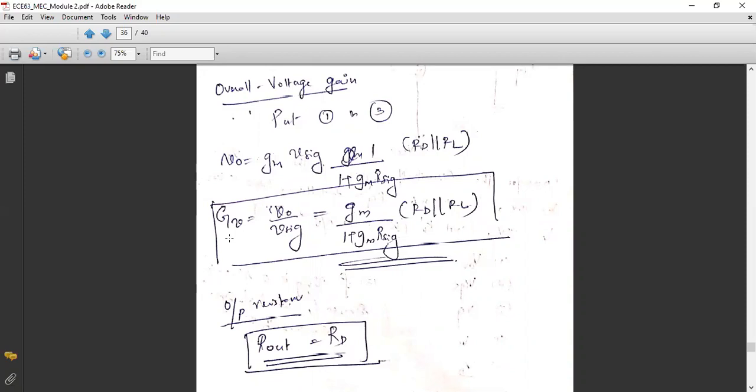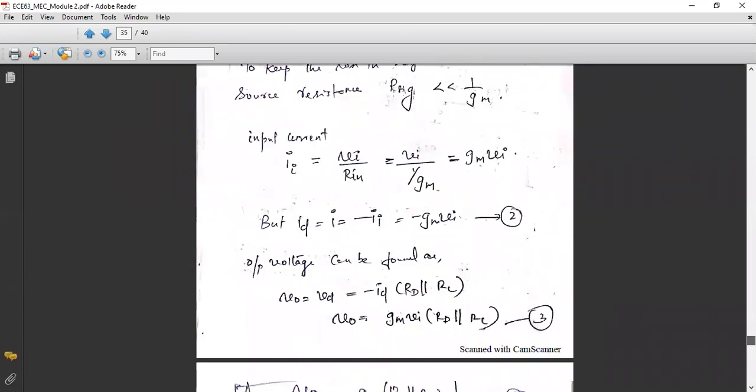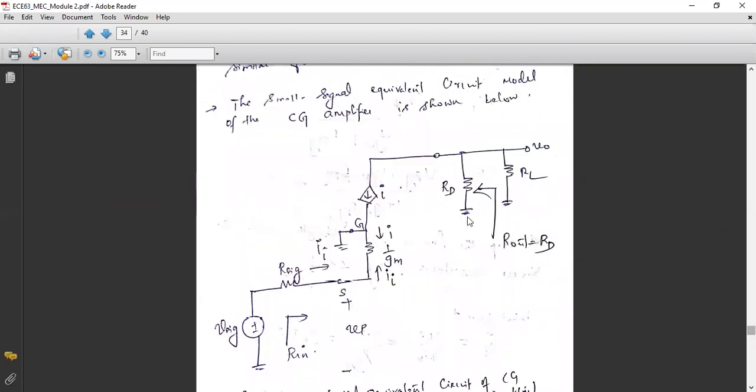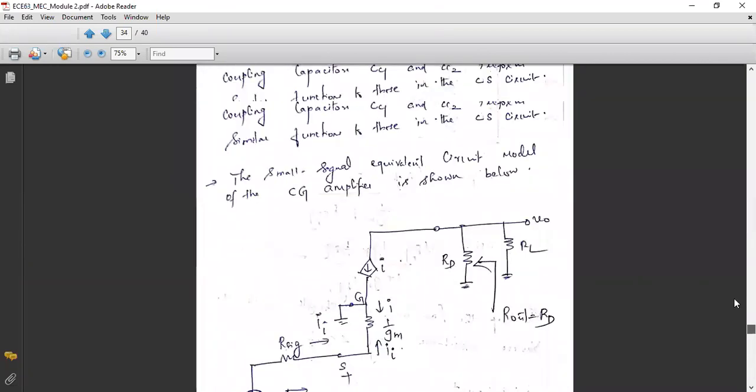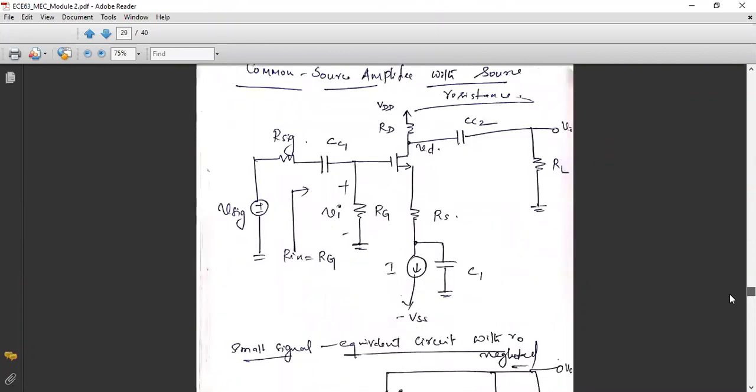Now coming to the last parameter, that is output resistance. If you want to find the output resistance from the circuit, see, when you check the output resistance, you have resistance RD, which you have connected at the drain terminal, right? So what is output resistance? By observing this diagram, it is obvious that Rout is equal to RD. Okay, so that is the expression for output resistance. So directly without any derivation, you can write the result as such. So this completes the analysis of common gate amplifier. Clear?